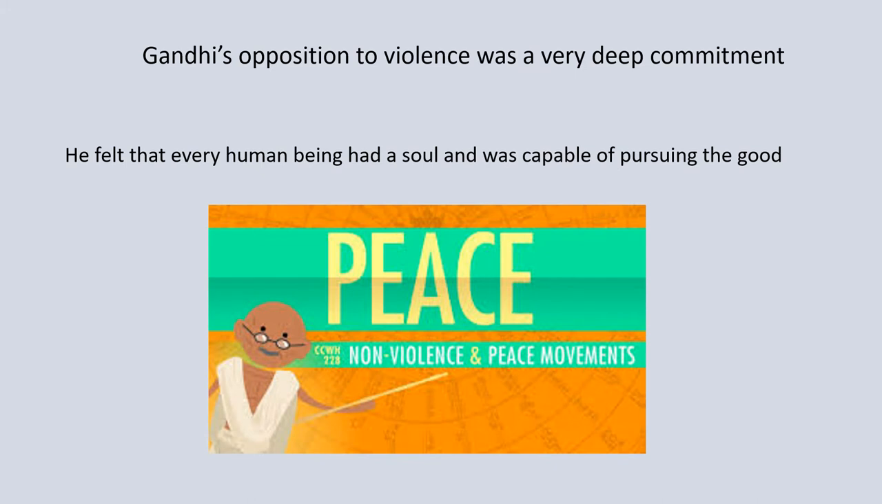On the other hand, Gandhi's opposition to violence as a solution was a very deep commitment, and it's one I think that he gets from the depths of his spirituality and his family embrace of Hinduism, and his deep learning about Hinduism and religion that he does in South Africa. He felt that each human being had a soul and was capable of pursuing the good. And that's really important because it means that for Gandhi, violence is a way of violating that capacity, right? To use violence against somebody is to violate their capacity for choosing the good. It's to violate the autonomy of their soul, which can choose to do the right thing.